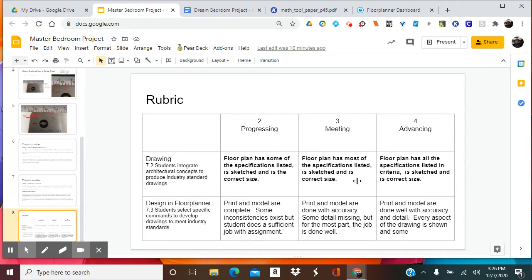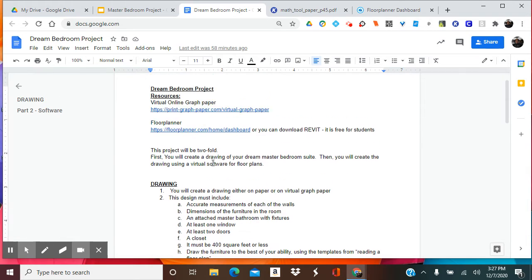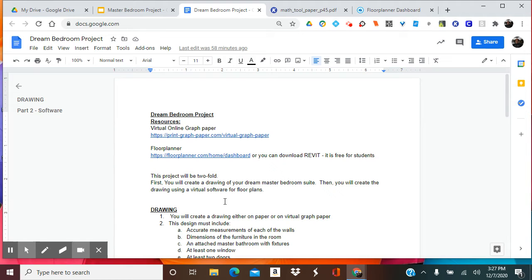All right, so this is what we're looking for. Advancing, I don't have a problem giving anybody a 4 if you just go over and above. So this is everything I'm asking for plus some. I want to know that you really got into it and you really did your very best with it. This isn't necessarily a worksheet. It's more of a where you're going to go to get the information you need.